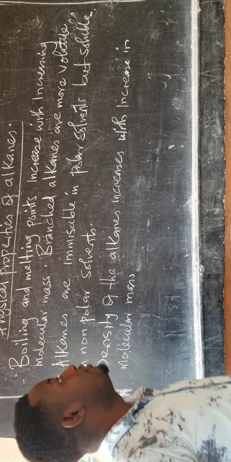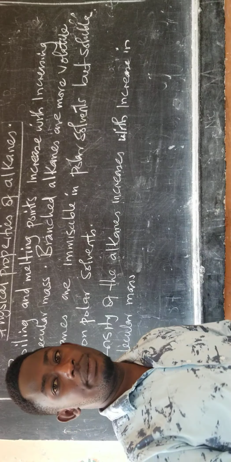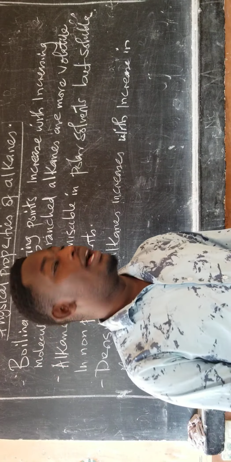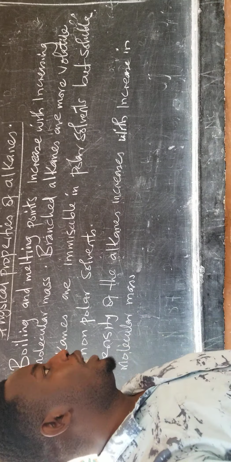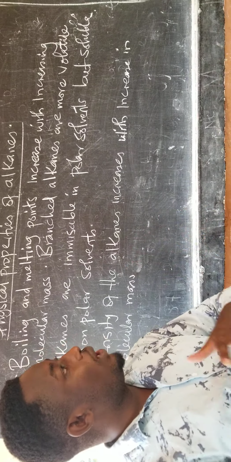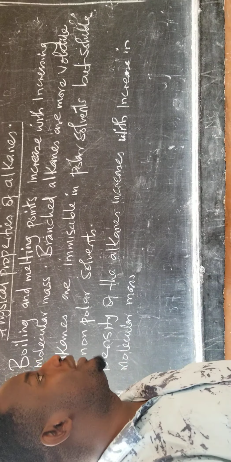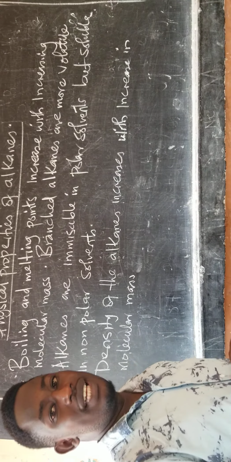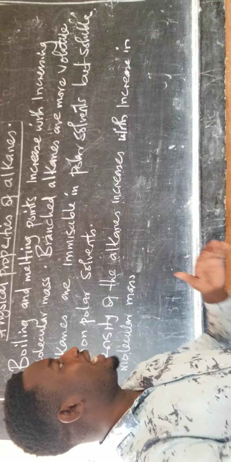We want to look at the physical properties of alkanes. Of course, since they are in the same homologous series, we had said earlier that for compounds in the same homologous series, as you go down the group, there is an addition of a methylene group, CH2. And because of that, it ends up increasing the molecular mass of the compounds as you go down the group.